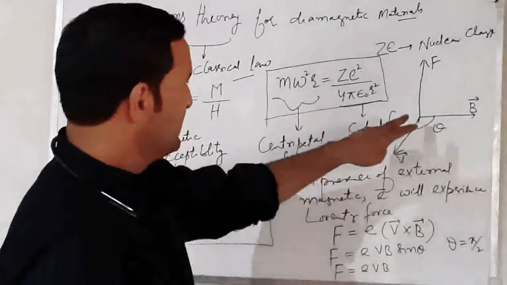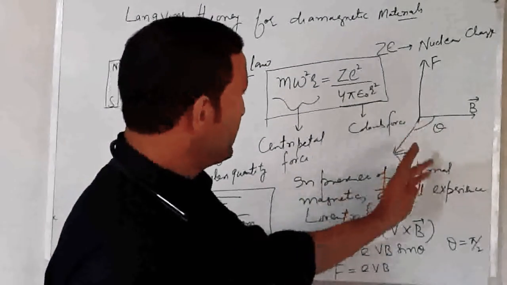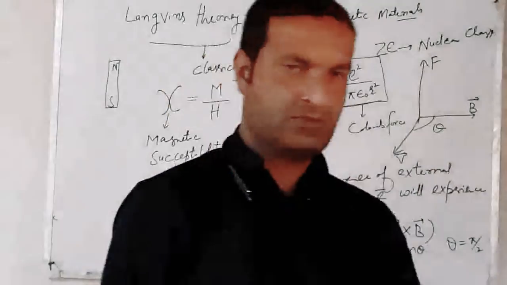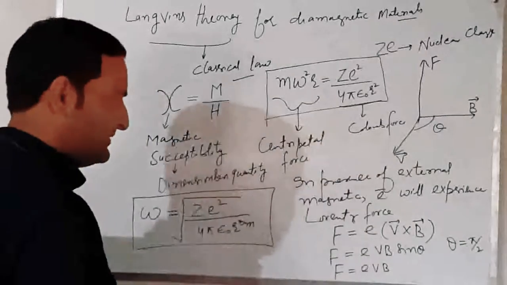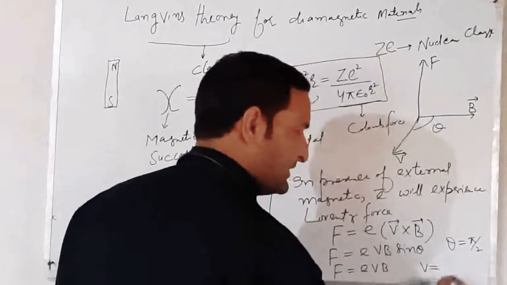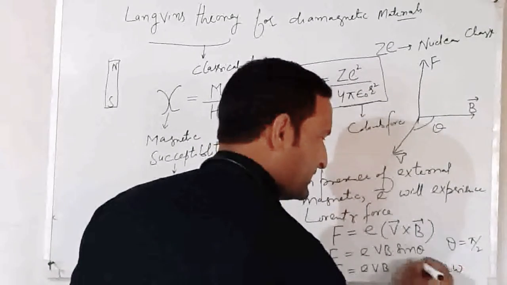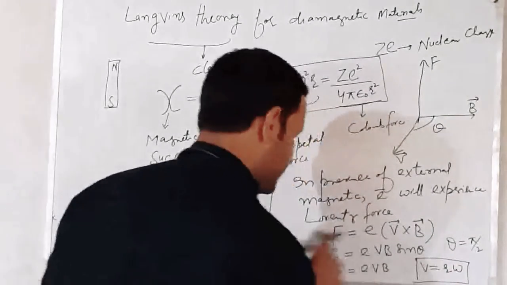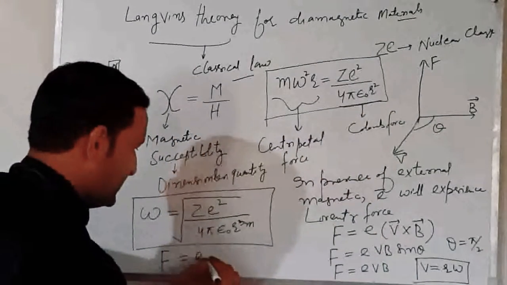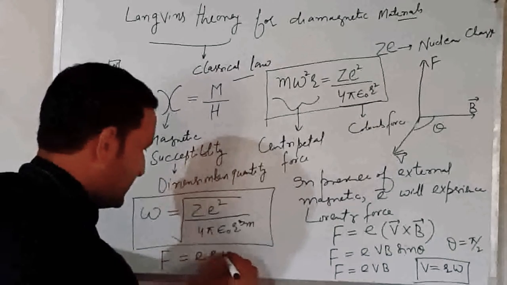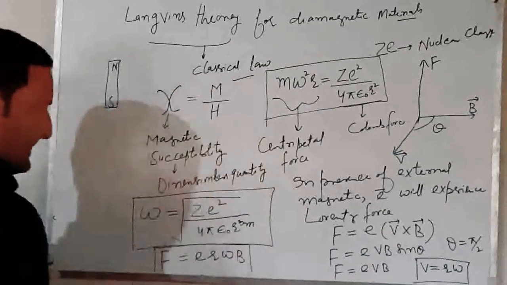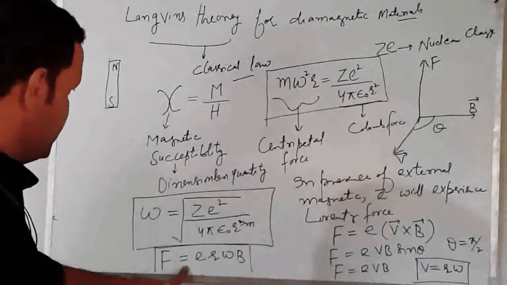So here the Lorentz force will be perpendicular to this plane, that is pi by 2. So we can write F equal to evB. This is the linear velocity, and linear velocity is related to angular velocity as r omega. So it can be written as F equal to e r omega B. So this is the equation.